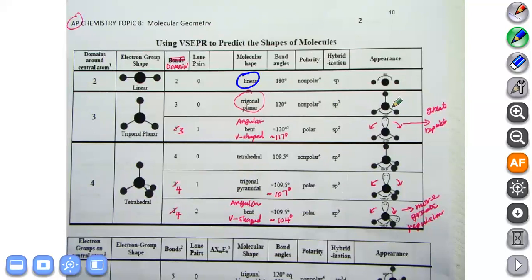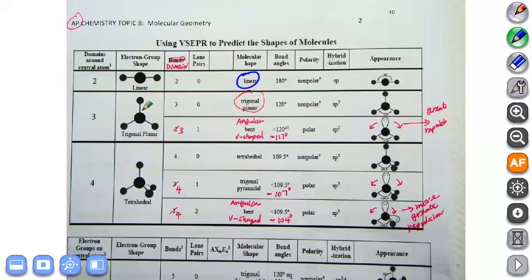Let's look at the 3, 0. Okay, so 3, 0 looks like this. Trigonal planar, meaning all the atoms lie on the same plane. That's what planar means, triangular based. And it's like equilateral triangle, and each bond right there would be 120 of a bond angle.